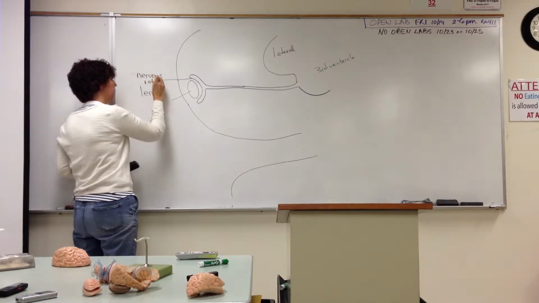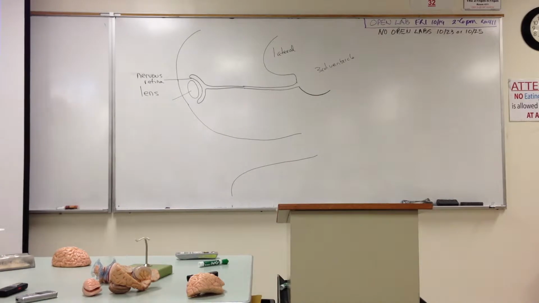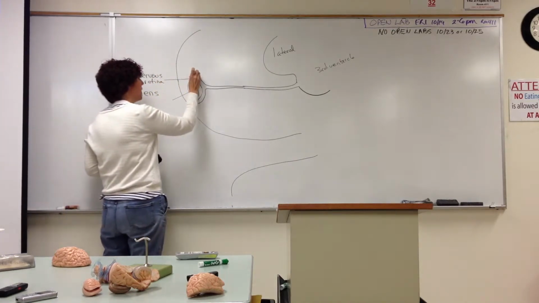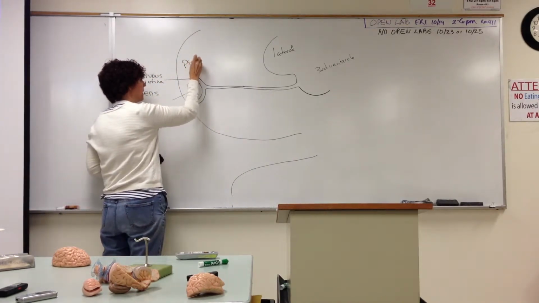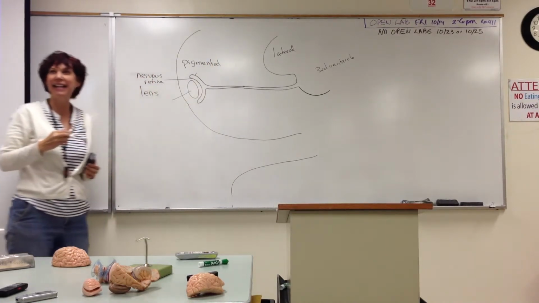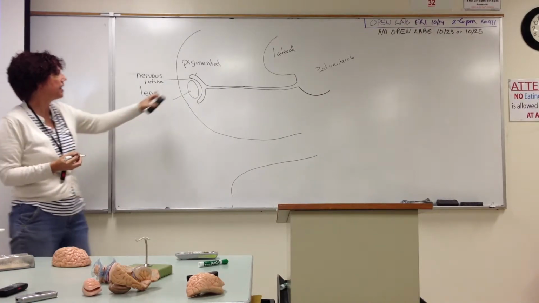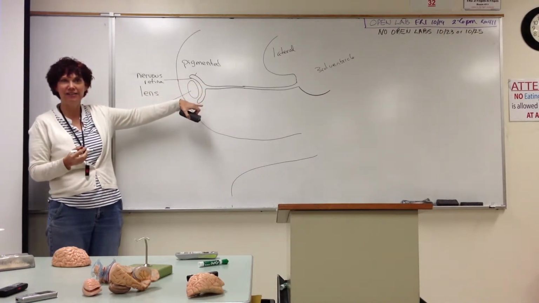So that's where we have the rods and cones, the photoreceptors, and the bipolar cells. The optic nerve tissue itself is going to develop from that layer. What develops from this outer layer here are the pigmented cells. So it makes the back of the eye black. And we'll talk about additional functions when we get to the eye. These two never grow together.